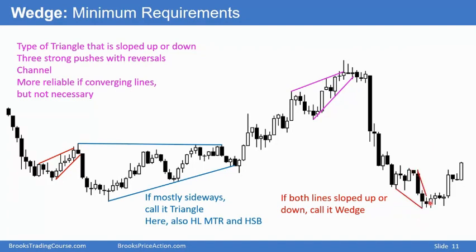Here we have a wedge bottom. Does not look like a wedge, but it is. We have three pushes down, one, pullback, two, pullback, three. A small double bottom created the first two pushes, and then the third push here.